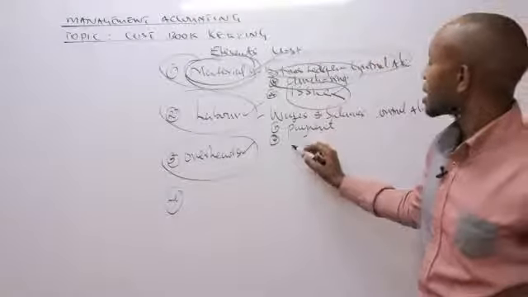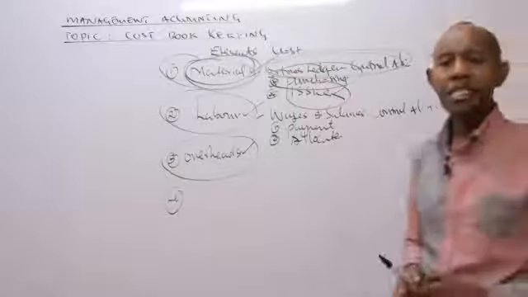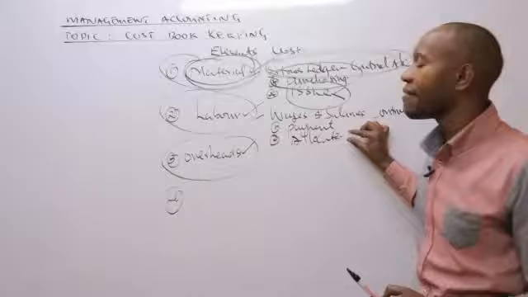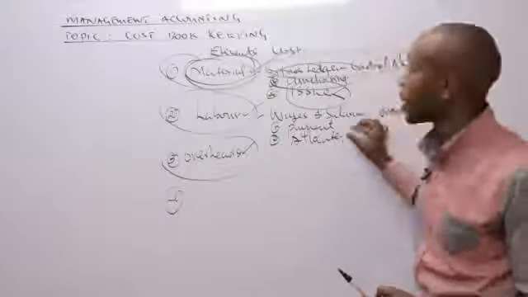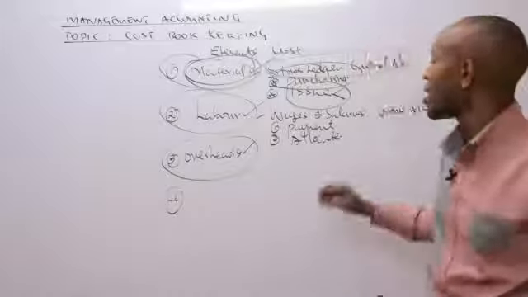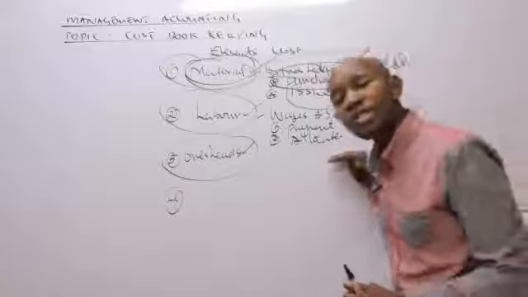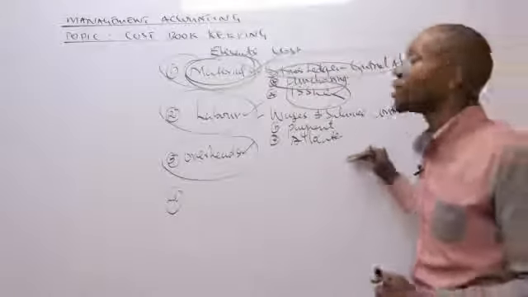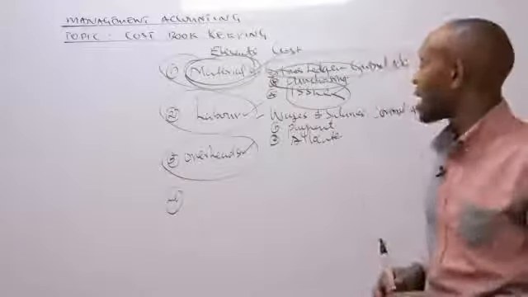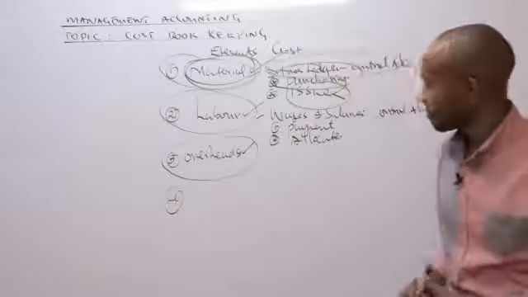Then we must allocate these wages. So we will have direct wages, which I will show us go into a work in progress account. We can have indirect wages. We can have wages for admin staff. We can also have wages as far as selling and distribution is concerned.